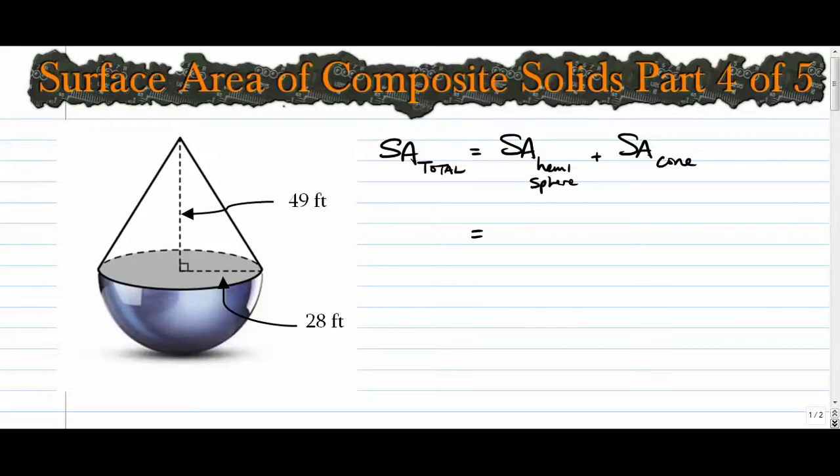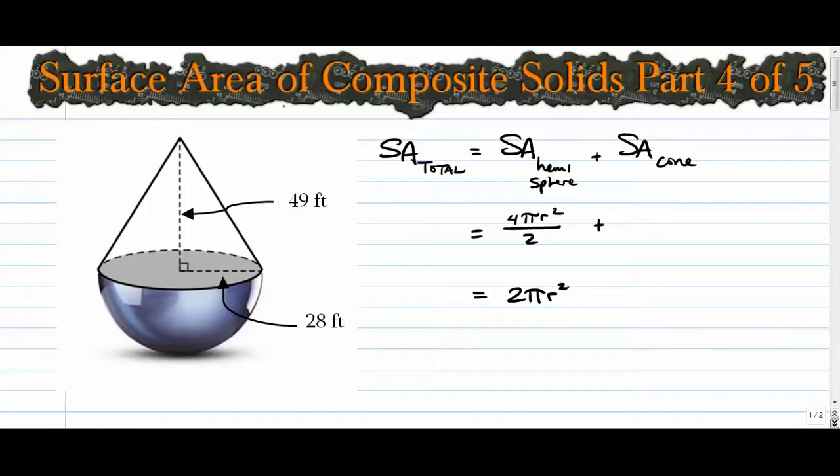But there might be some parts that we need to delete. So let's think about this for a second. Hemisphere surface area. Well, if we think about an entire sphere, surface area is 4 pi r squared. We only want half of that though, so let's cut it in half. So that's 2 pi r squared.